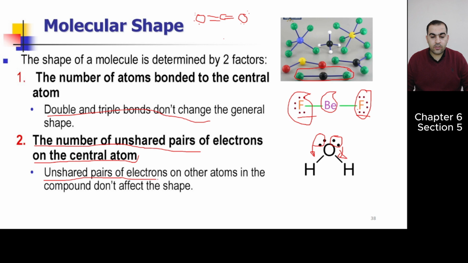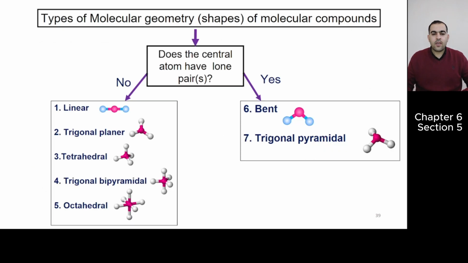Unshared pairs of electrons on other atoms in the compound do not affect the shape. Guys, here, do you see there are lone pairs? How many lone pairs does each fluorine have? Three lone pairs. They are unshared electrons. They have not bonded. Here also there are 3, but they do not affect the shape. Only lone pairs on the central atom affect the shape. Okay? Guys, there are 7 shapes.